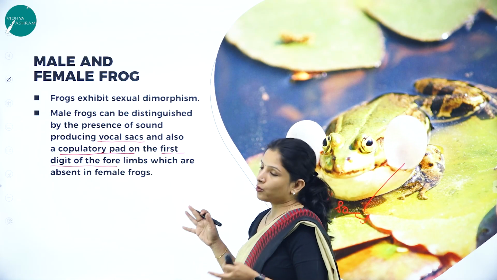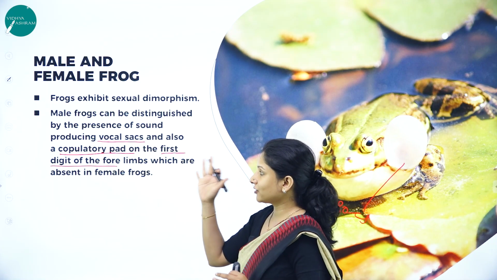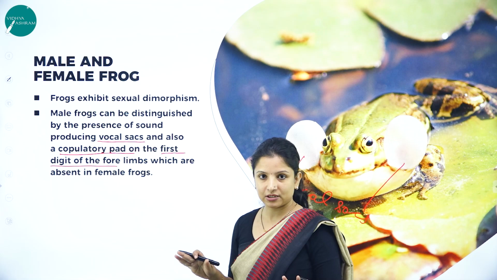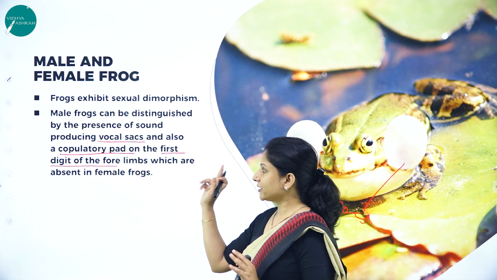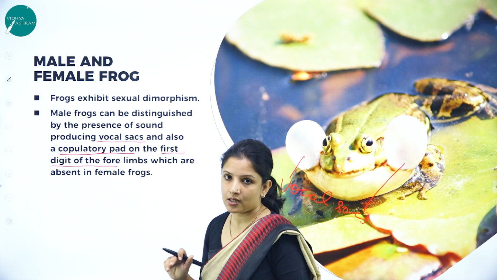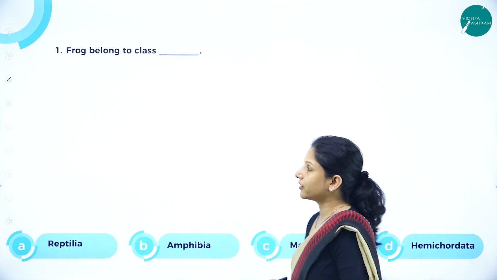So this is how you can differentiate between the male and the female, because both the vocal sac and the copulatory pad are absent in the female. Otherwise, the rest of the structures are the same. The only differences are the vocal sac and the copulatory pad. So now we know about the morphology of the frog. Let's study some of the MCQs that can be framed under this topic.